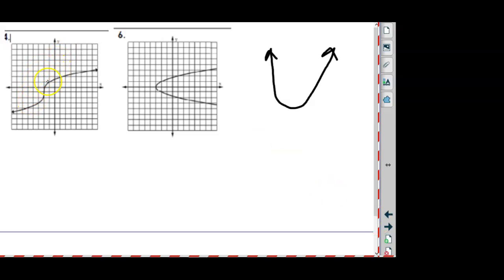What about this guy? It looks like it's vertical right here, but it's actually not perfectly vertical. So is it passing the vertical line test? Yes. Horizontal line test? Yes. This one is yes, one-to-one.